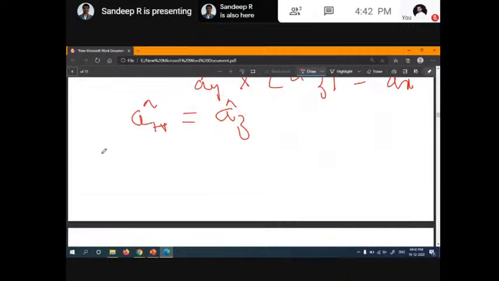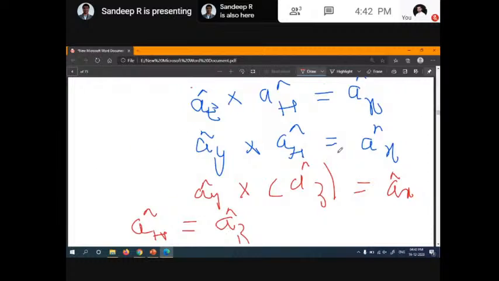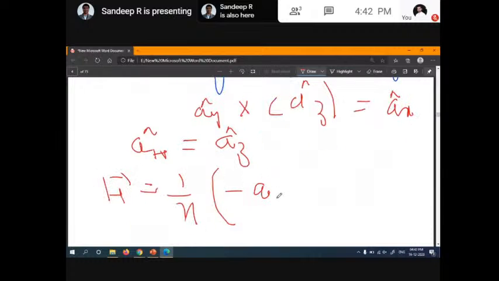So now if I write the expression for vector H, it is 1 by eta. The first one is minus AY, so minus 2AY, because in the electric field we have 2, but the sign is minus AY now. The second one is 3 multiplied by AZ into e power minus j beta x. This is the expression for vector H.